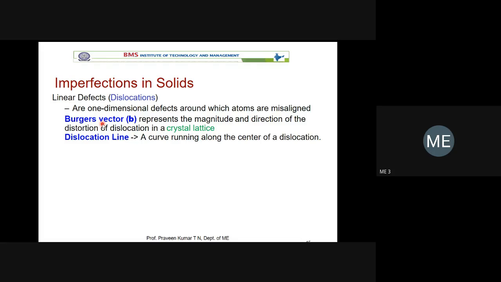In a similar way, the atoms will move either in different directions, or a group of atoms will move in different directions with certain magnitude. To describe this movement of the atoms, we require a vector that shows both magnitude as well as direction. Those vectors are referred to as the Burgers vector. That Burgers vector is referred to as b. Don't think that it is a burger, what you regularly eat. That is not a burger. This is a scientist's name. Hence, it is referred to as the Burgers vector.